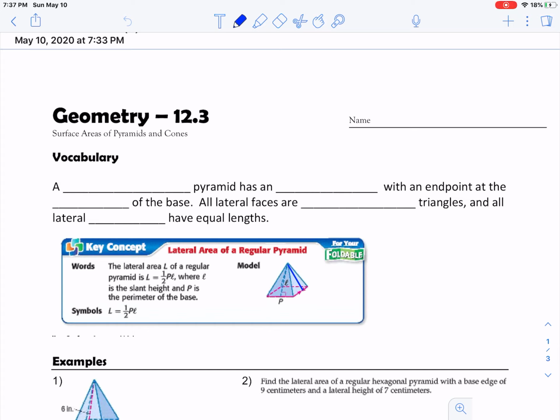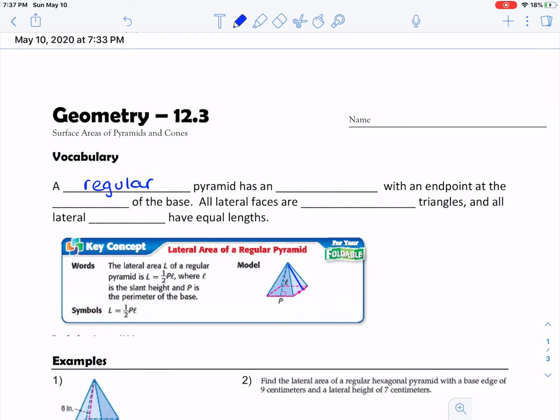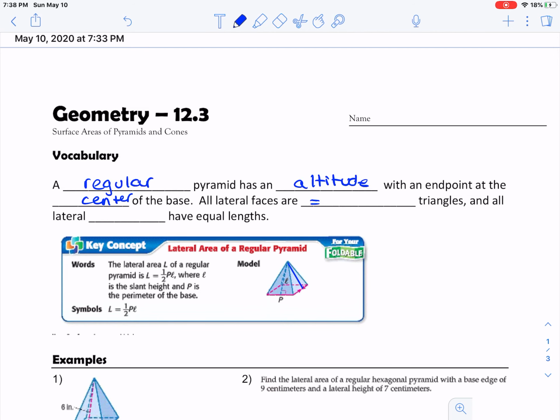All right, everyone, we're on our last video of the week, and it's all about surface areas of pyramids and cones, okay? So our first fill in the blank is a regular pyramid has an altitude with an endpoint at the center of its base. And then all lateral faces are congruent isosceles triangles, and all lateral edges have equal lengths. Sometimes you'll also hear people say that the lateral edges are congruent, same idea, okay?